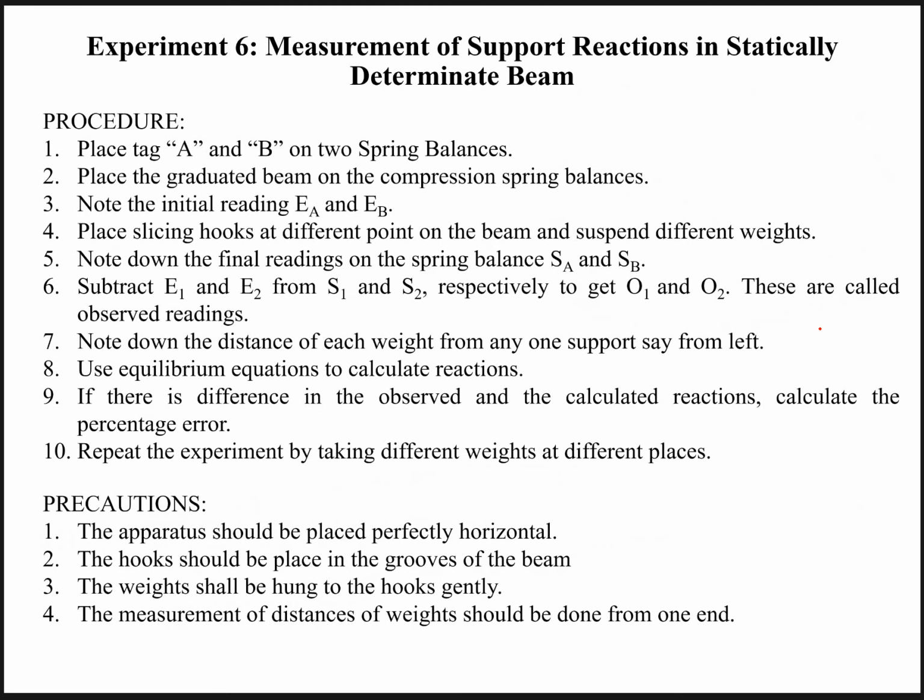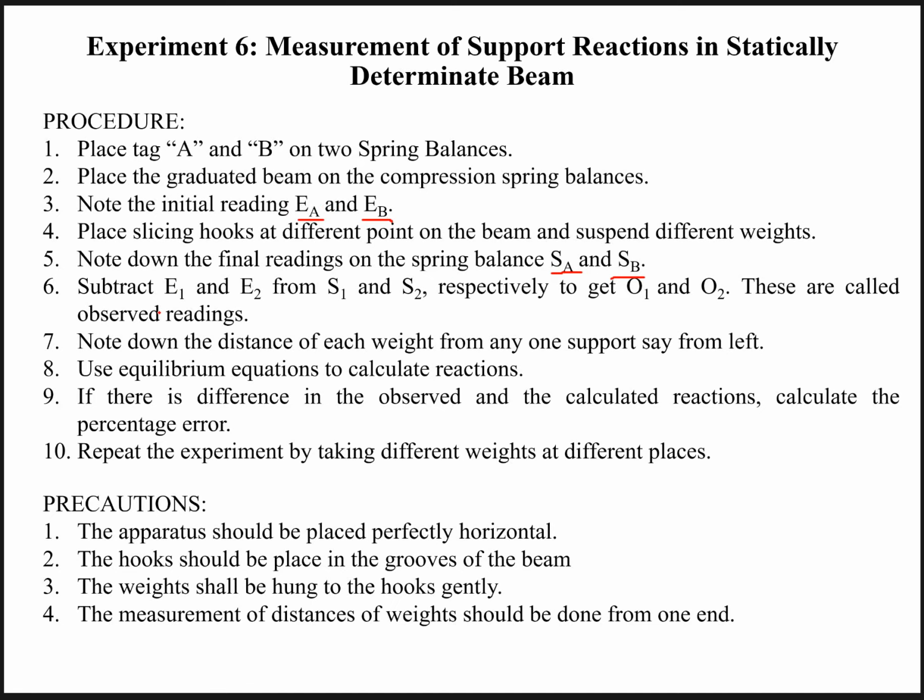Let's have a look at the procedure. First, you have to place tags A and B on 2 spring balances. You have to place the graduated beam on the compression spring balances. Then you have to note down the initial readings EA and EB. Place sliding hooks at different points on the beam and suspend different weights, and then note down the final readings on the spring balance, which will be denoted by SA and SB. These will be the final readings, and EA and EB would be your initial readings.